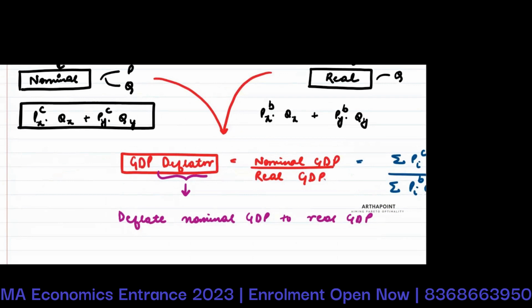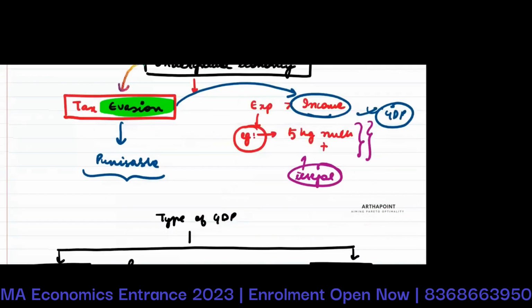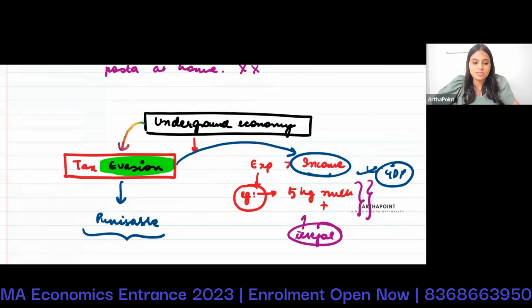Ma'am, I want to ask one question on the last point, the underground economy. If the government knows that tax evasion has taken place, and if the government raids that place and collects that money, then can that money be added in GDP? Yes, that can be added in GDP because that is now a revealed income of the person. If it is revealed, if it is in my national accounts, I can put it in GDP.